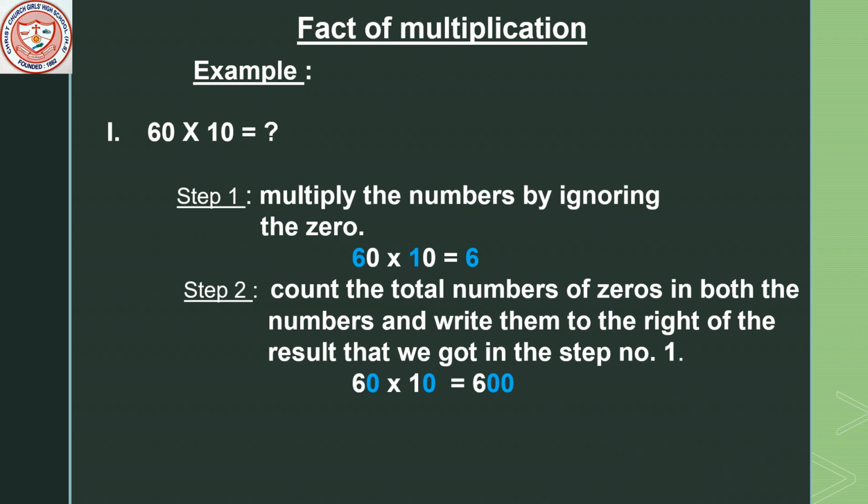And now, the answer will be what? Tell me. Yes, the answer will be 600. So, you got the answer. And the answer is, look, 60 into 10 is equal to 600.